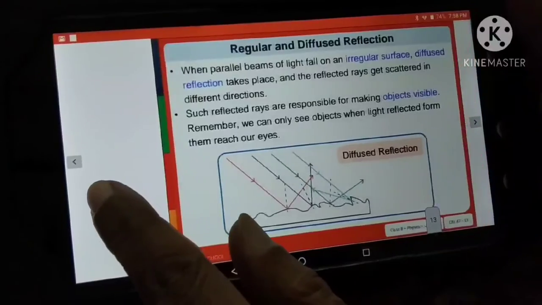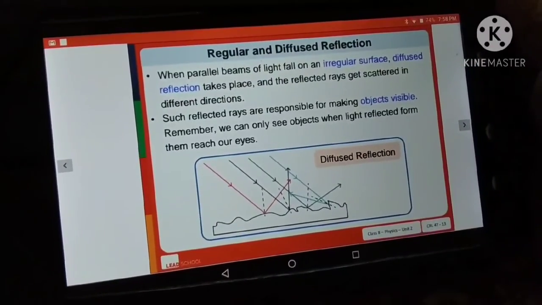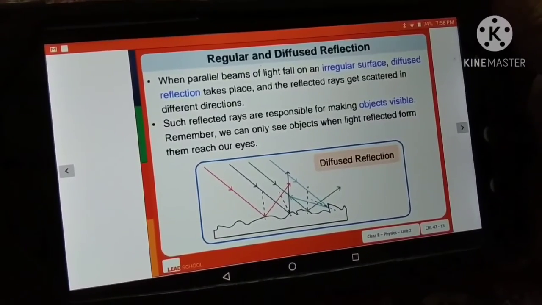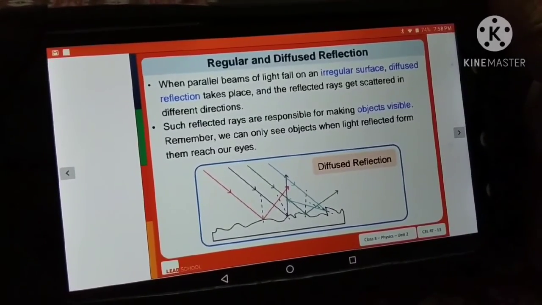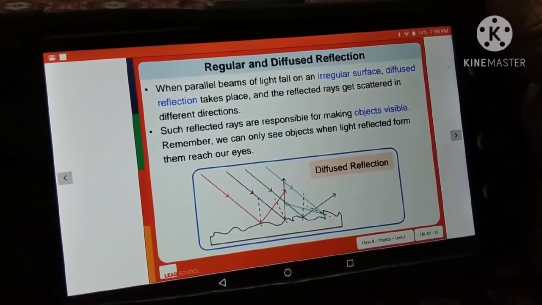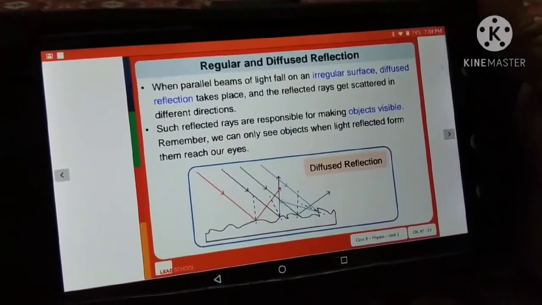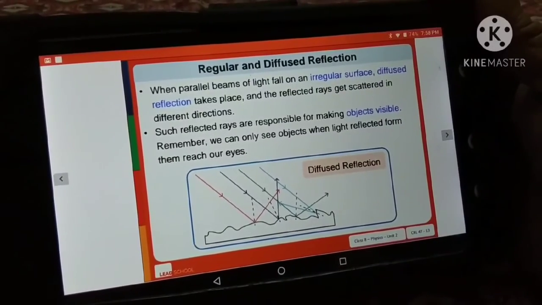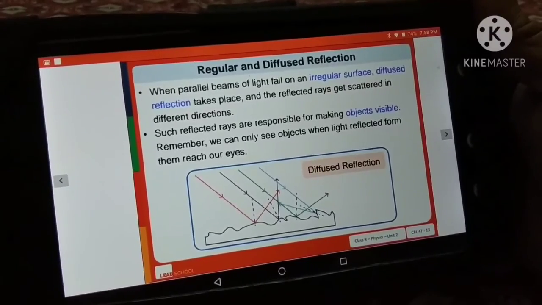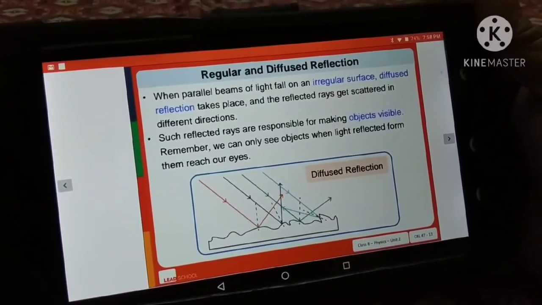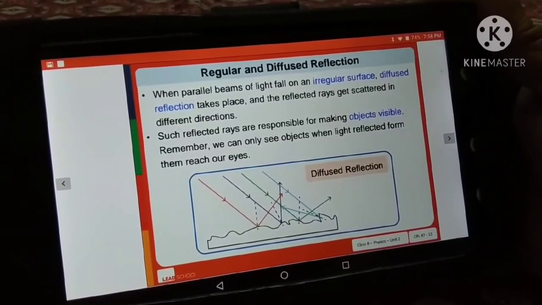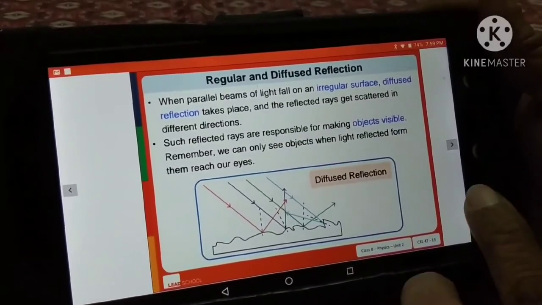Now, when parallel beams of light fall on an irregular surface, diffused reflection takes place and the reflected rays get scattered in different directions. Such reflected rays are responsible for making objects visible. Remember, we can only see objects when light reflected from them reaches our eyes.